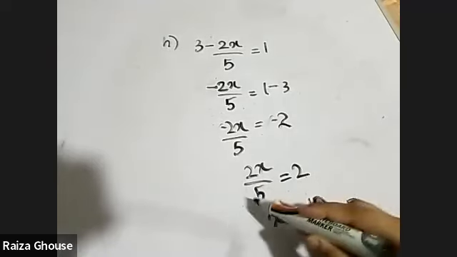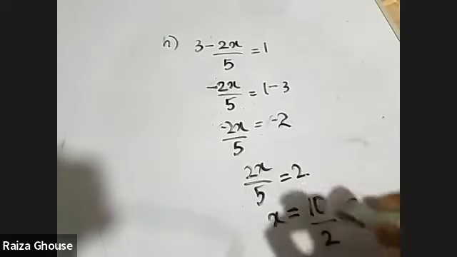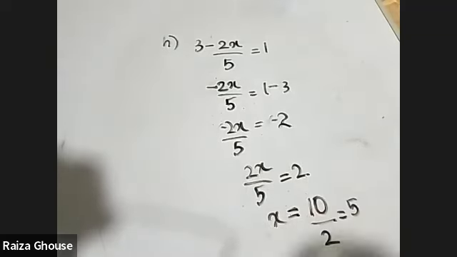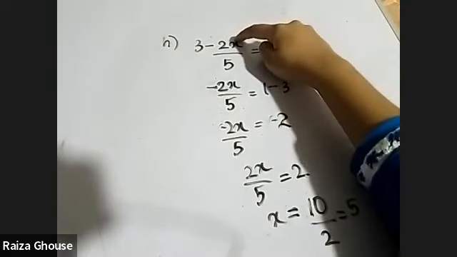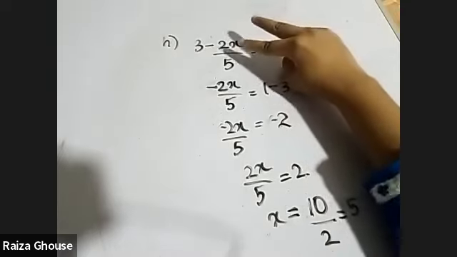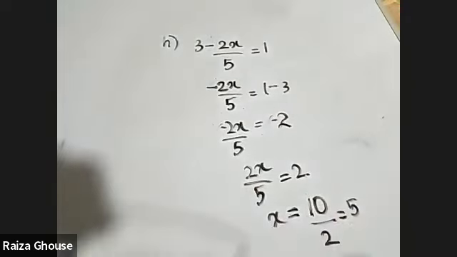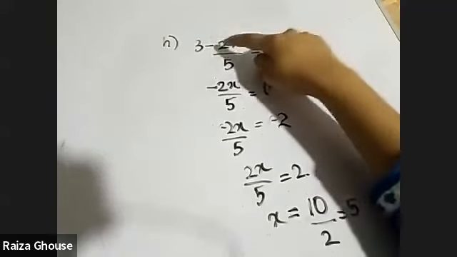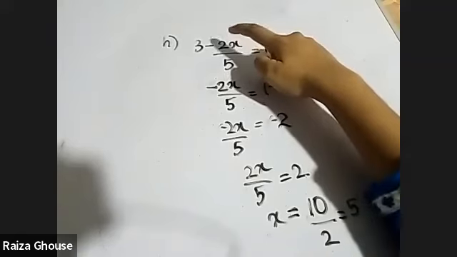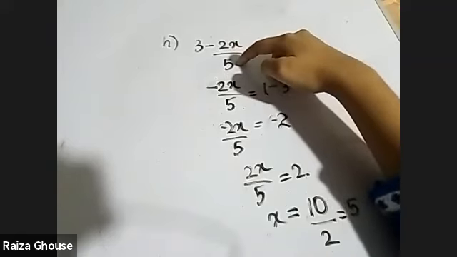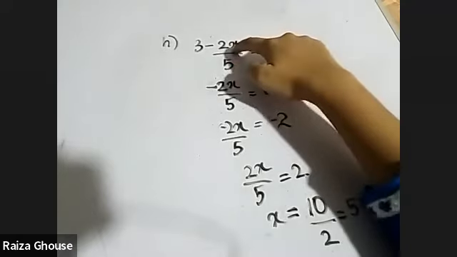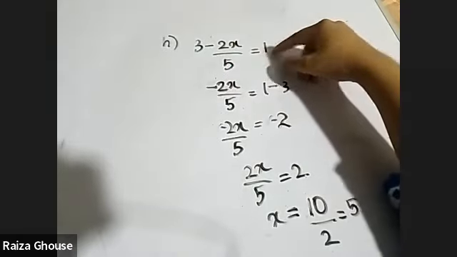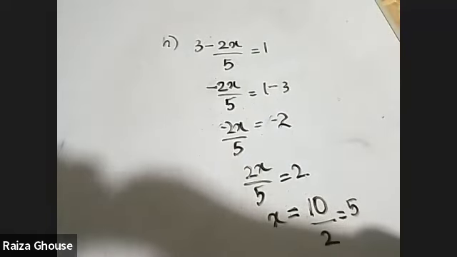That method I skipped. 5 times 2, 10. 10 divided by 2 is x. X is equal to 5. I'm checking my answer. 2 into 5, 10. 10 divided by 5, 2. 3 minus 2, 1. My answer is correct. Rukaiya, what's the answer you got for x? Minus 10. Okay, let's see. Minus 2 into minus 10 is plus 20. 20 divided by 5 is 4. 3 minus 4 is negative 1. So with a small sign, you got a mistake. So final answer is 5.